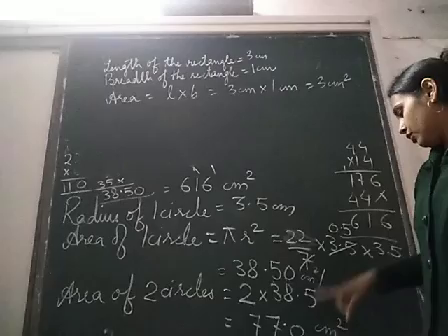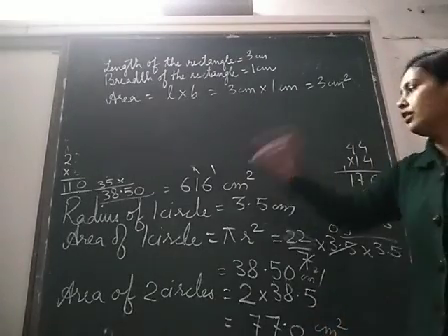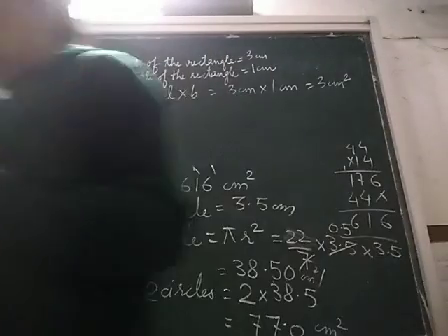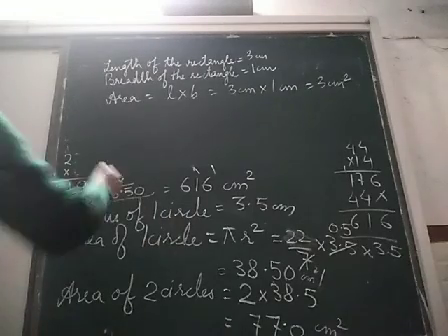Okay, so now we know the area of the two circles and the rectangle. We need to remove it from the total area to find out the leftover area. Yes, so now the next statement will be area of the remaining sheet.